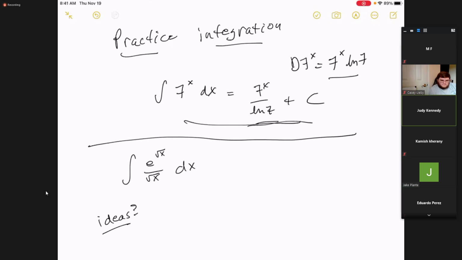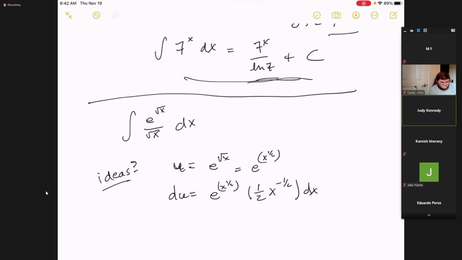I think that makes perfect sense. So what did you substitute? So u is what? U is e to the square root of x. Well, you can do that actually. That means du would be e to the square root of x times the derivative of the square root of x. Don't forget the chain rule.